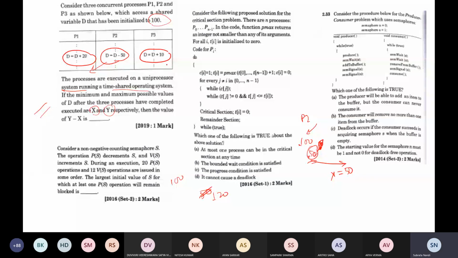And then P3 starts reading it. It reads 120, updates it to 130, and writes it back. So what value will it contain here? 130.